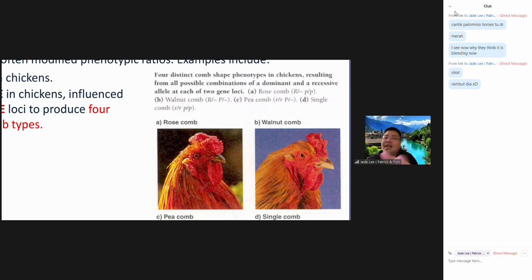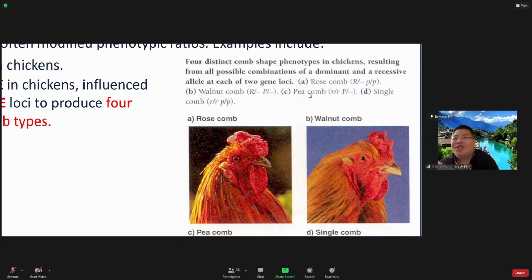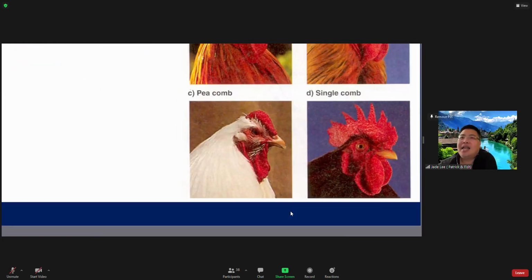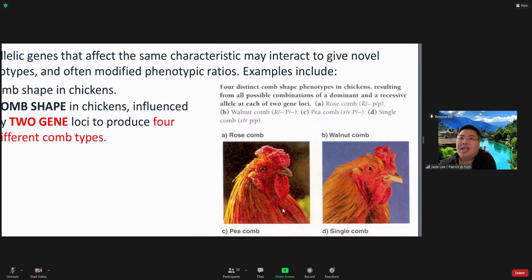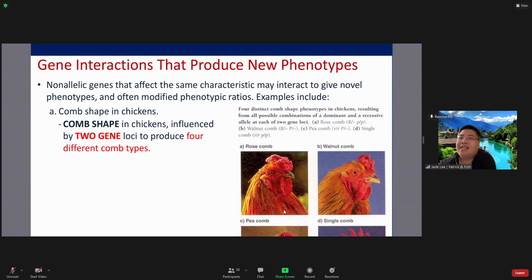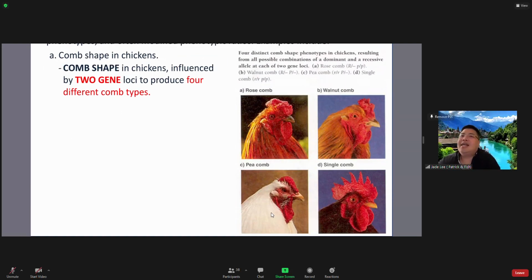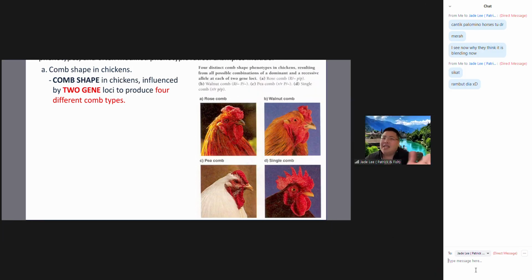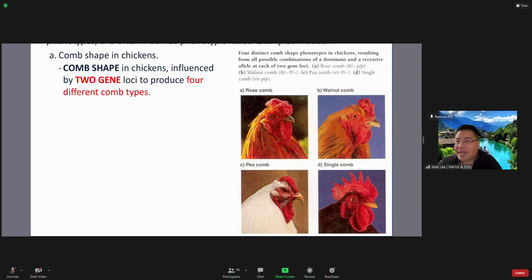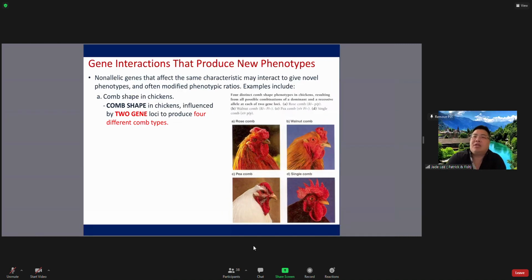Okay, never mind. So, comb ni, Rose comb dia bentuk dia macam rose. Satu lagi ialah walnut. Dia macam bentuk walnut lah. Pernah makan walnut kan? Okay. Satu lagi ialah pea comb. Macam satu single comb. Biasa yang kita tengok ialah single comb kan? Tapi kalau kita tengok di sini, dia hasilkan 4 jenis phenotype yang berbeza. Okay? Kerana dia adalah dipengaruhi oleh 2 gene locus. Mana dalam 2 gene locus ini, dia menghasilkan 4 phenotype yang berbeza. Okay? Itu salah satu daripada contohnya.